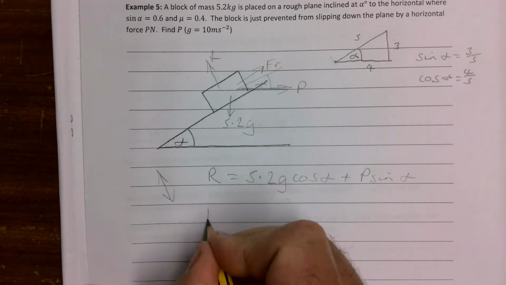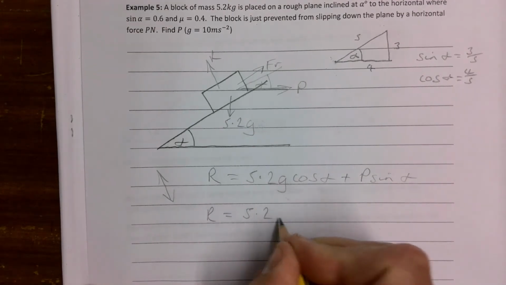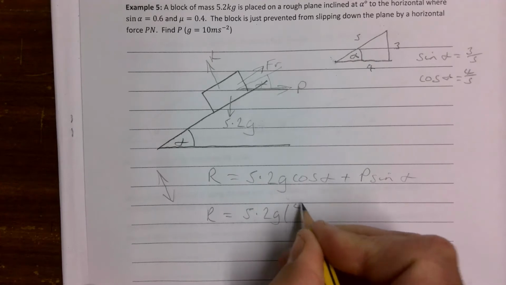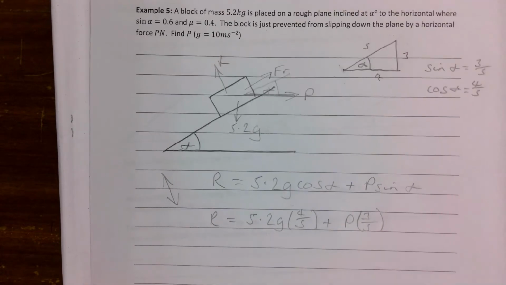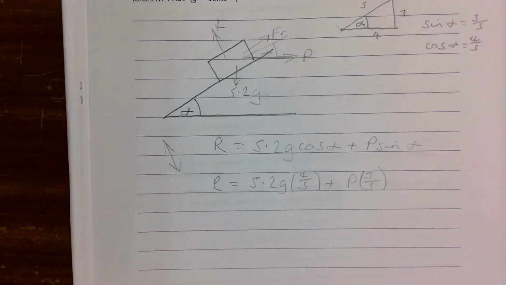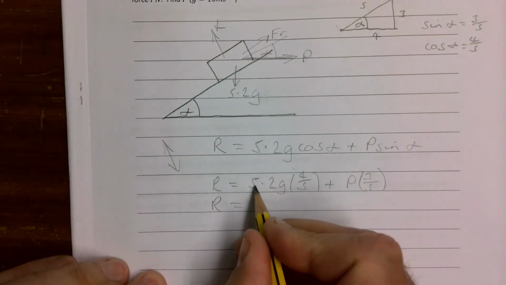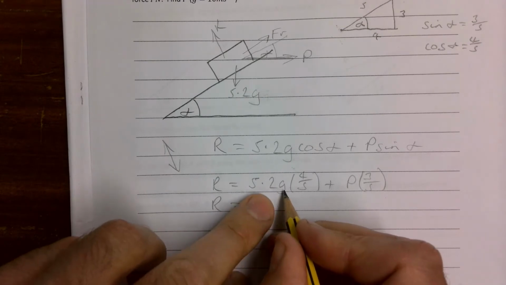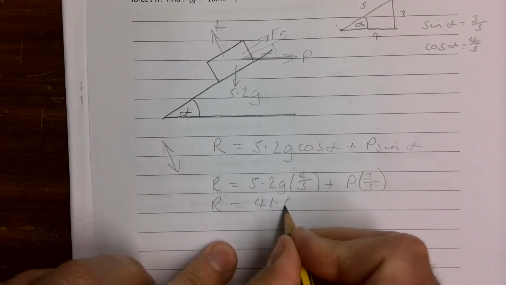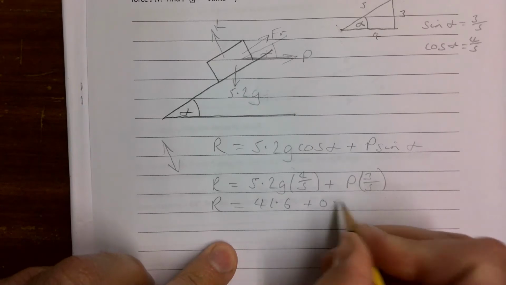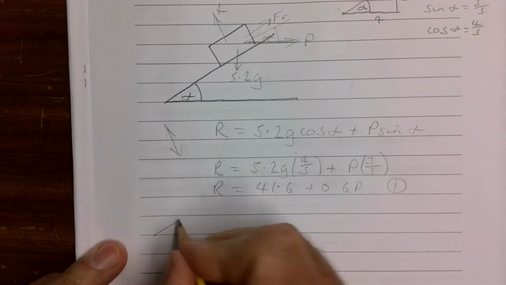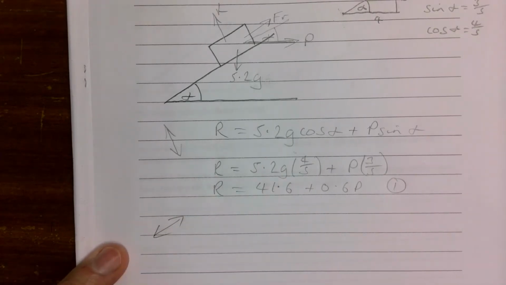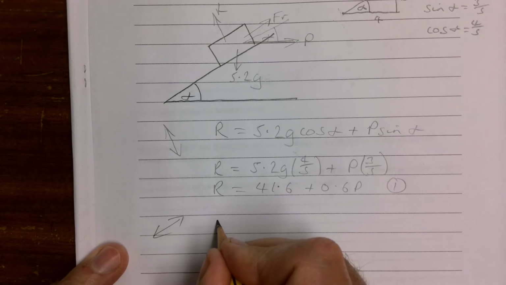If we tidy this up slightly, R is 5.2 G times 4/5 plus P times 3/5. And tidy it up even further again. Our 5.2, remember we're doing 10 here, so that's 52 times 4/5, so that gives us 41.6 plus 0.6P. I'm going to call that equation 1. You can see where this is going, I hope. Going this way here, then what am I going to have? I'm going to have friction.